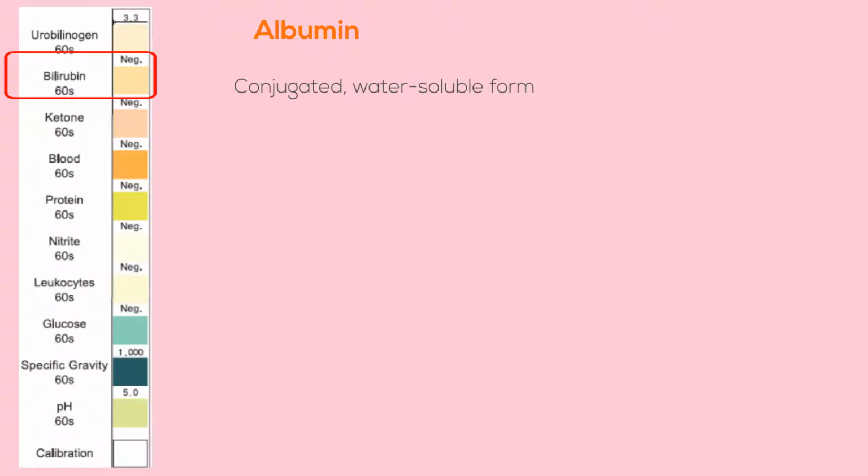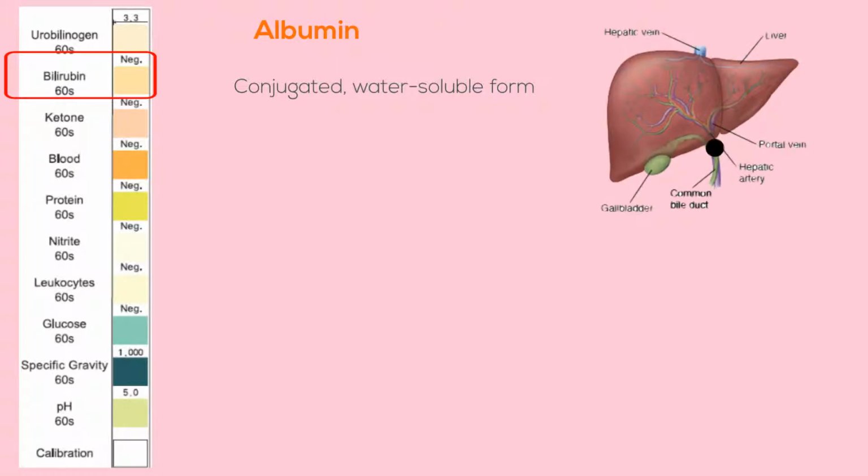Bilirubin can be positive in the urine only when it's in the conjugated water-soluble form. This could be seen in patients with severe liver disease or obstructive hepatobiliary disease, and is also always abnormal.